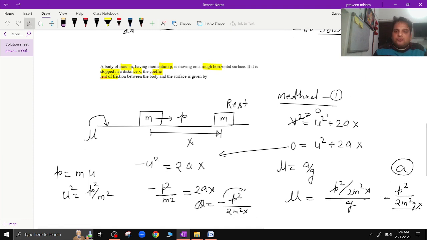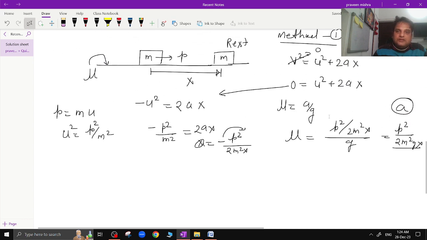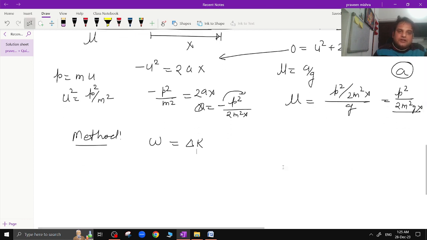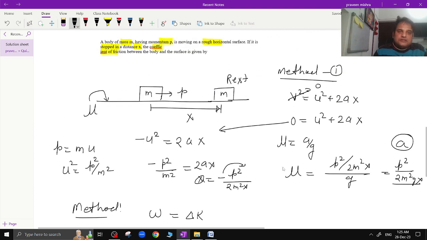There can be one more method. What is that method? You can use the work energy theorem. Work done is equal to change in the kinetic energy. Now the question is who is doing work here? Here you can see that only friction is doing work, because this is the normal reaction, this is the mg, and this is the friction Fk.